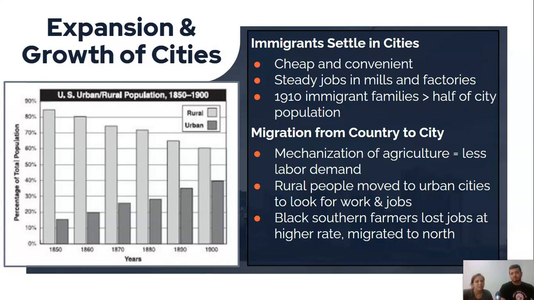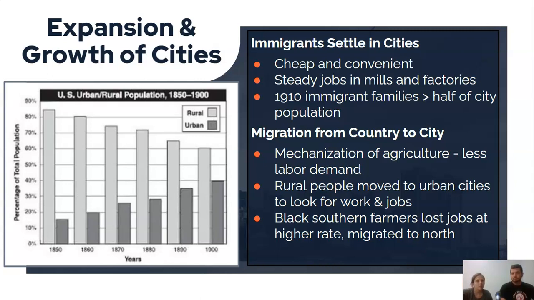Migration from country to city. So we also see, thanks to the Bessemer process, better farming equipment, which means you need fewer people to do the farming because farming equipment itself is more efficient. So we see tractors and steel plows and things like that. And because of that, needing fewer people means those laborers are going to need jobs, and so they're also going to move to the cities for employment.